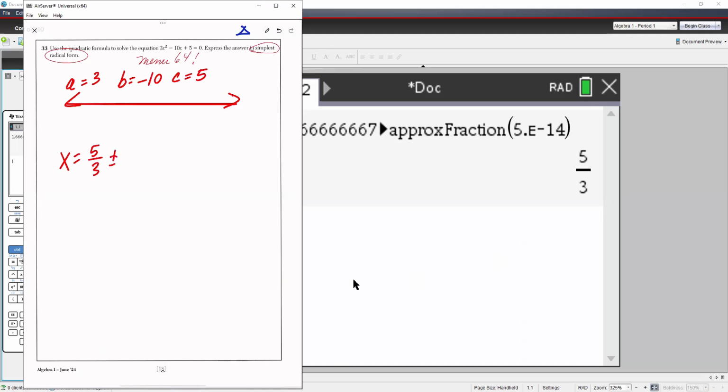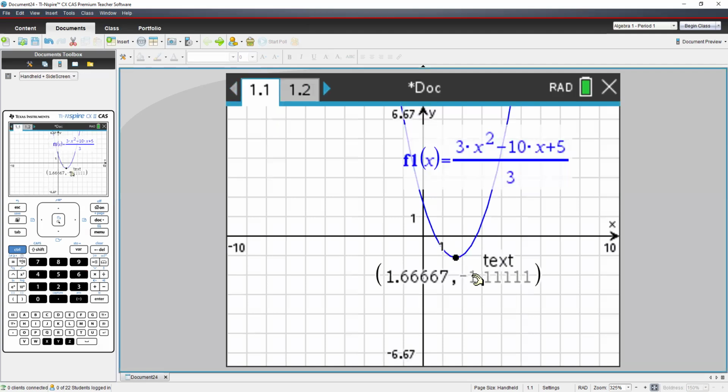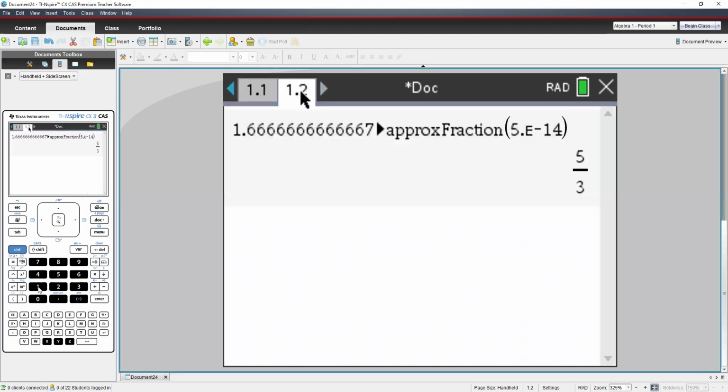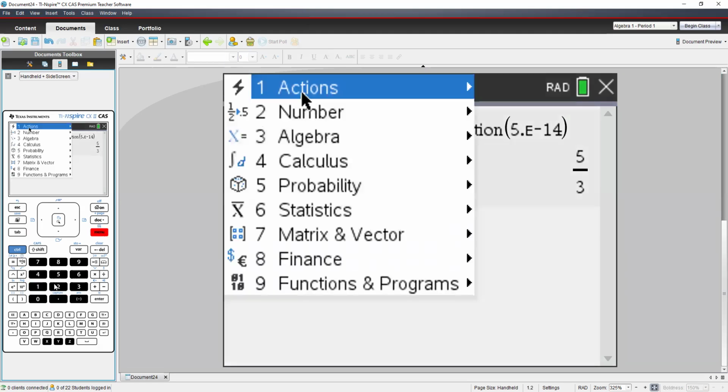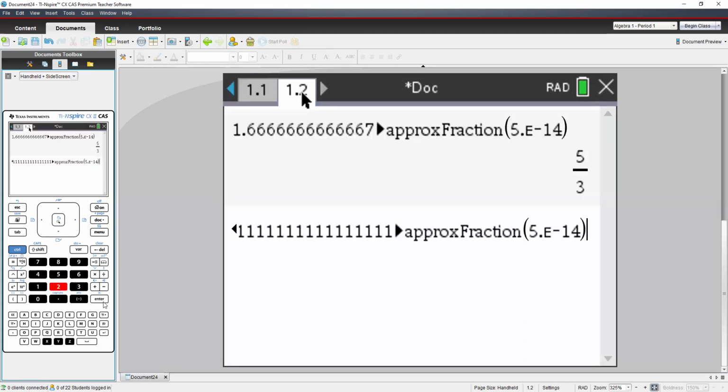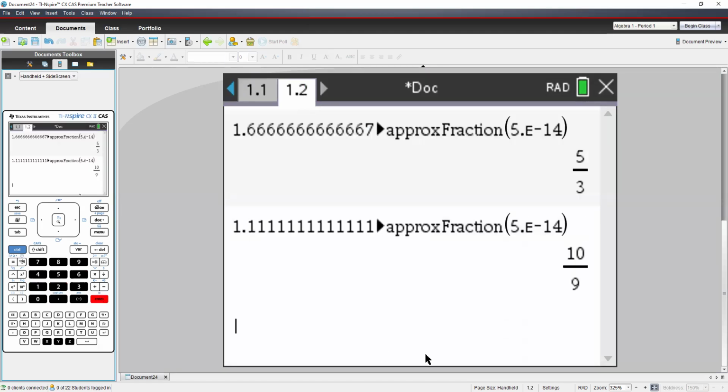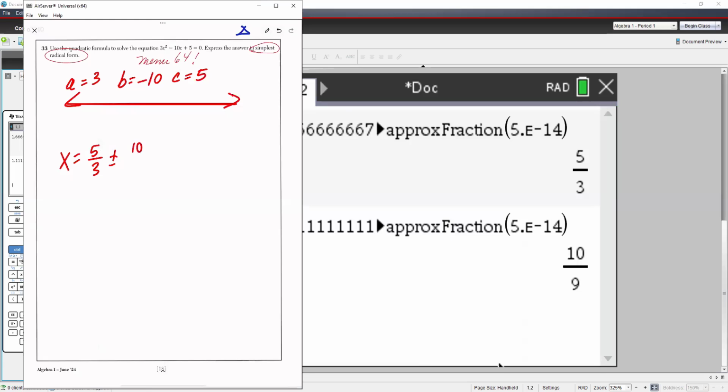Now I've got to do the same thing for the y coordinate. It's 1.11111. So I'm going to go here, and that's what I'm going to put in. 1.1111111. Put a bunch of ones, and then do menu 2 2. Press enter. It's going to be 10 over 9. So let's finish this up. We're going to take the y coordinate, and we're going to take the square root of the top and the square root of the bottom.